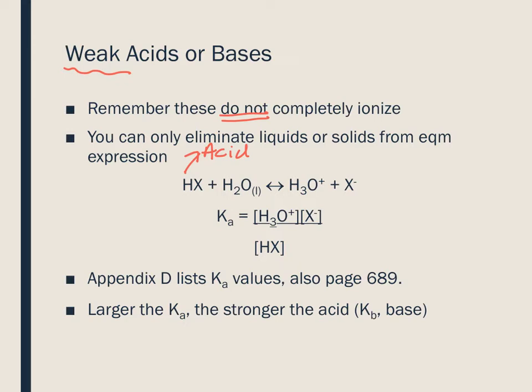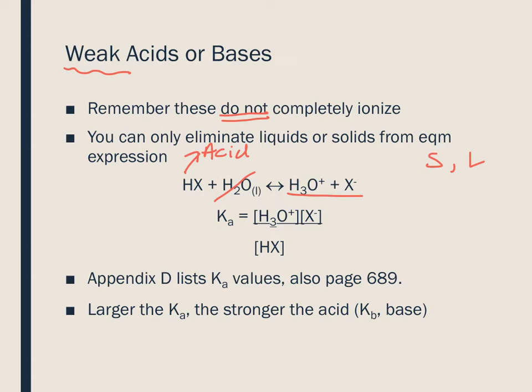If you were asked to write a K expression, remember you write the K by taking the products over the reactants. So you would take your products, which are H3O plus times X minus, all over HX. Now, the H2O cancels because we do not include solids and liquids in our equilibrium expression.